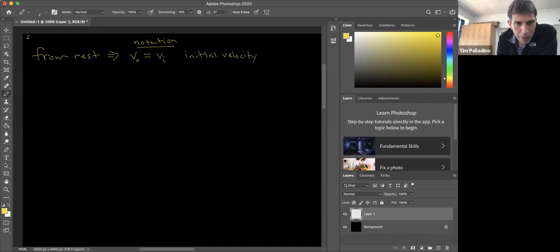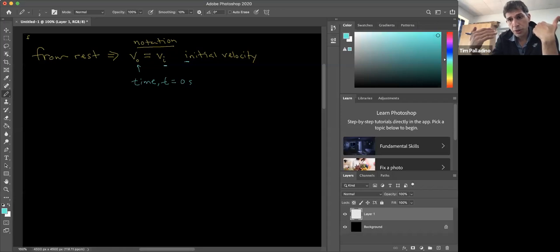Let me do this in a different color so it doesn't seem like the same thing. So you see how that is a little i? That just stands for the first i in initial. It's your starting velocity. This little zero, it's really a zero, but we call it v naught or v zero. It implies that time t equals 0 seconds.